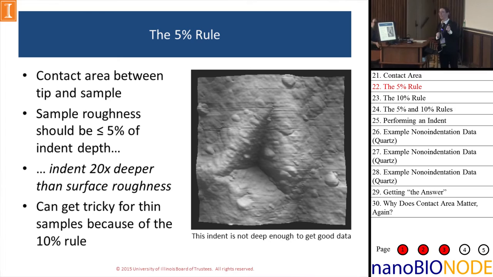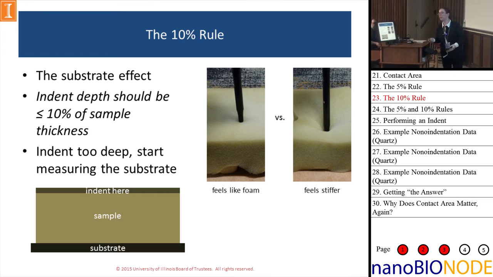This can get tricky, though, because of the other rule of thumb I'm going to show you, which is particularly important for thin samples. This is the 10% rule, also known as the substrate effect. This is a rule of thumb to try to get rid of the substrate effect. The technical explanation is that there are strain fields bouncing off the substrate here. I like analogies. Let's use the pen poking into a foam, or if you think of just kind of poking yourself in the arm. If you poke yourself in the arm gently, it feels like your arm, but the further in you go, the more properties of what is underneath you're starting to feel.